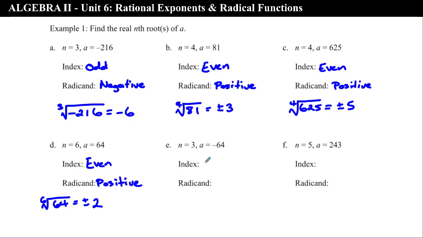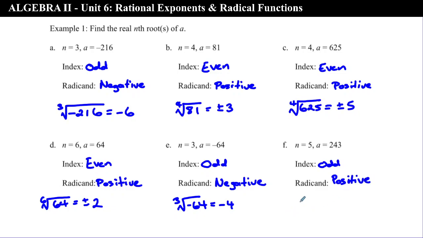For E, the index is odd. The radicand is negative. So when we take the cube root of negative 64, we would expect one negative answer, and that answer would be negative 4. And then finally, for this last one, the index is odd, the radicand is positive, so we would expect one positive solution. So when you take the fifth root of 243, you're going to end up getting 3.